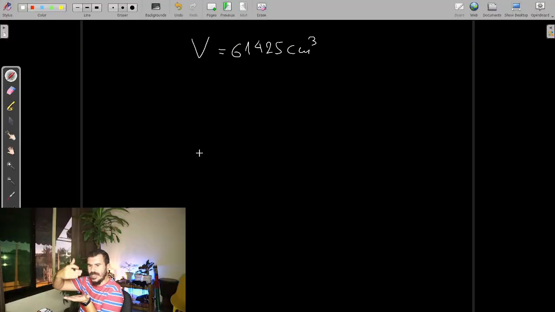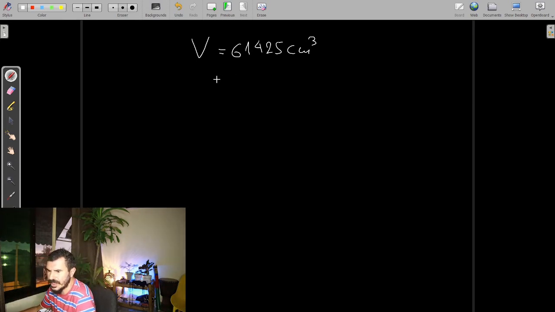Again, I have the pie, I cut it in slices. So each slice, if I add it, eventually it will give me the whole volume of the pie. So which is the formula for the sum of the terms of a geometric sequence? Sn is u1 times 1 minus r to the power of n over 1 minus r.